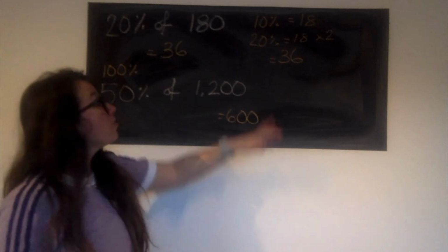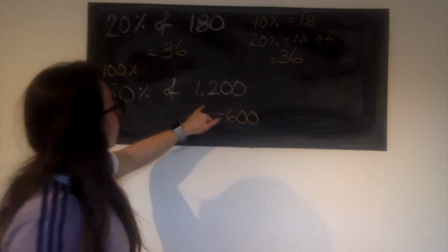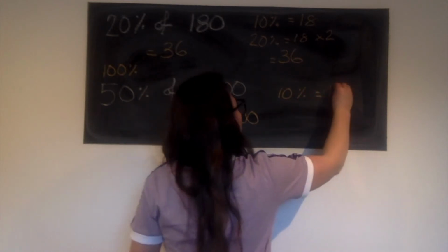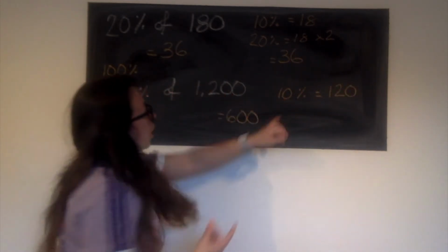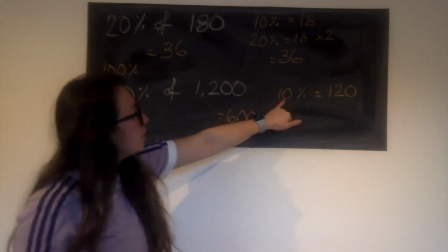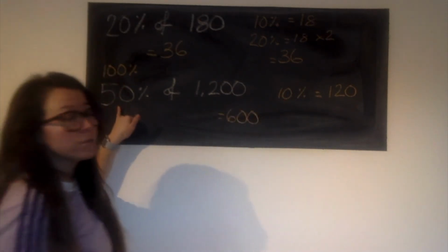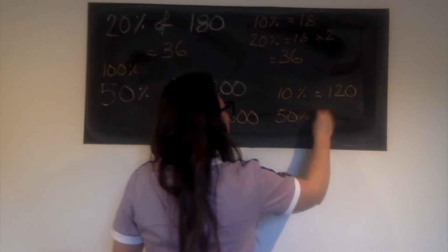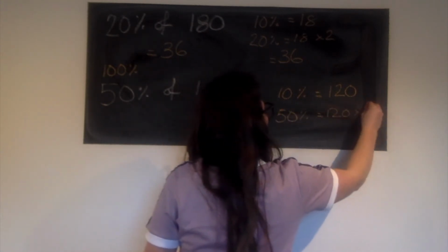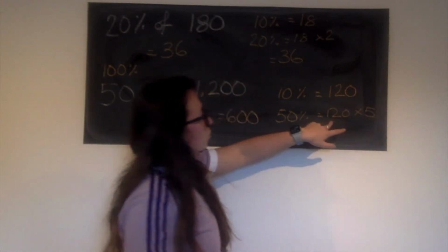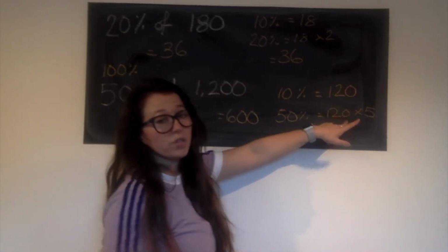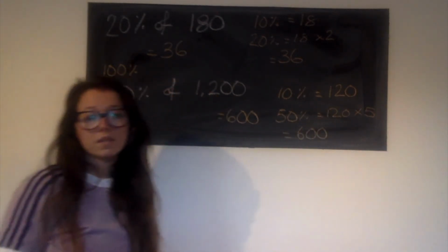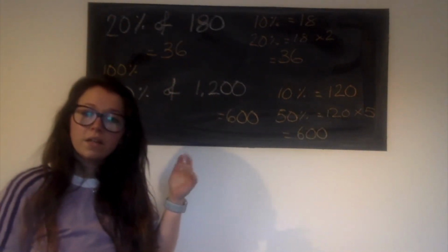Now we could also do it exactly the same way as this. So 10% of 1,200 is 120. And then this time we're going to have to times my 10% by 5 to get to 50%. So to get 50%, we would do 120 times by 5. 5 times 100 is 500. 5 times 20 is 100. Same answer, 600.